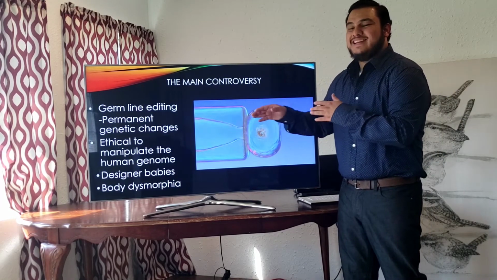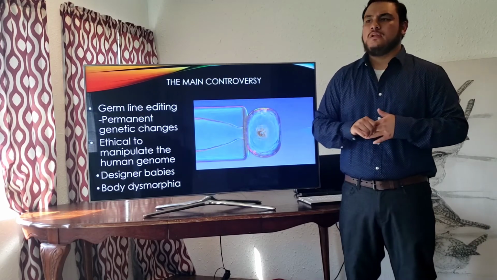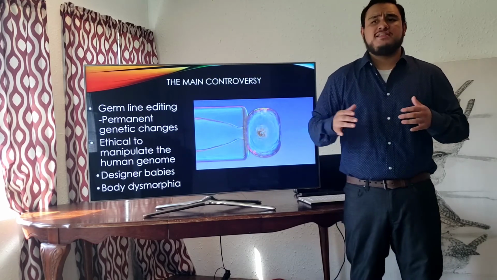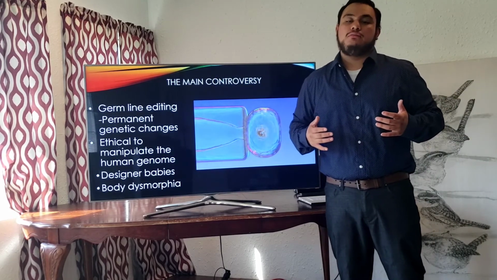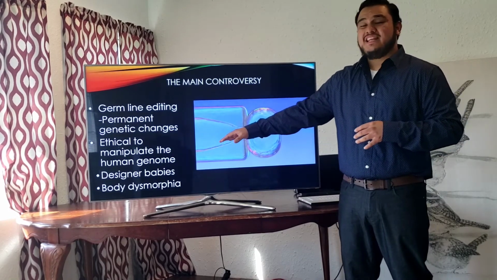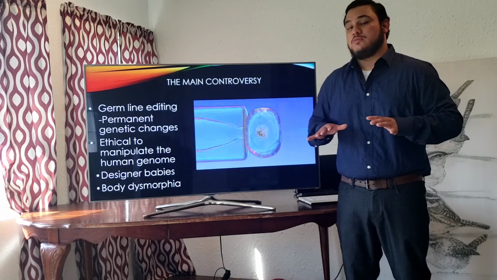these children cannot consent to the changes that you're making. So should we be making them? What about the autonomy of the child? What about the future generations that say don't want to be 8 feet tall? What about that? This also brings us to, is it even ethical to manipulate humans, period? I guess that's the main concern that we're talking about, right?